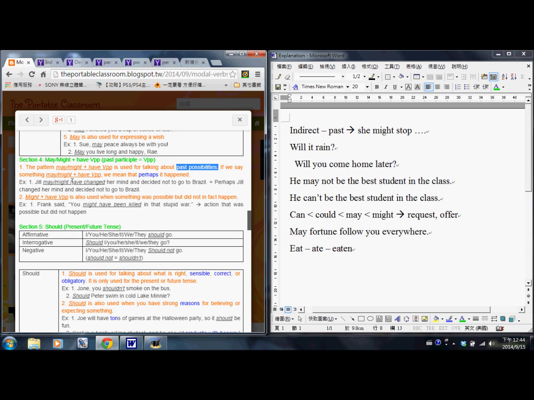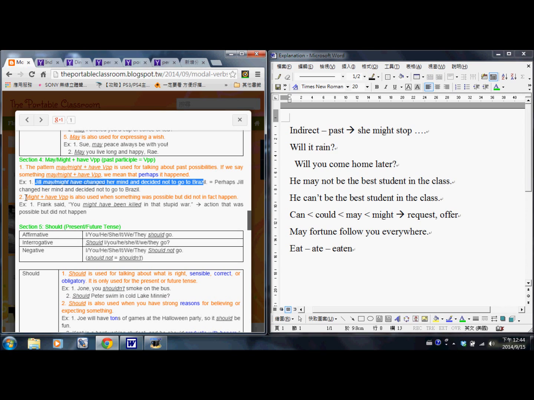If we say something "may, might have happened," we mean that perhaps it happened, maybe it happened. Let's look at the example over here. Number 1, "Jill might have changed her mind and decided to go to Brazil." So maybe Jill changed her mind and decided to go to Brazil. Maybe that's true.